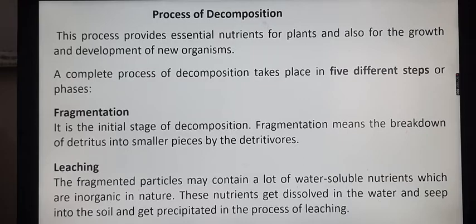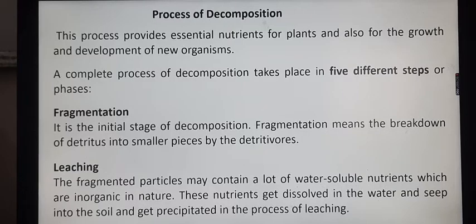Then the next step is leaching. The fragmented particles may contain a lot of water soluble nutrients which are inorganic in nature. So these nutrients get dissolved in water and seep into the soil and get precipitated in the process of leaching. So the water soluble nutrients which are present in the dead organism dissolve in water and precipitate and go into the soil by the process of leaching.